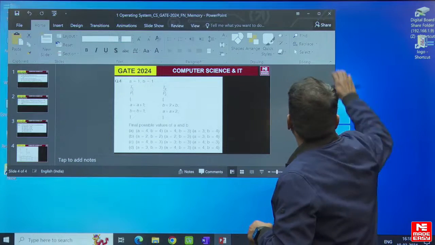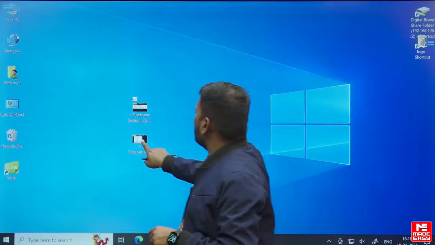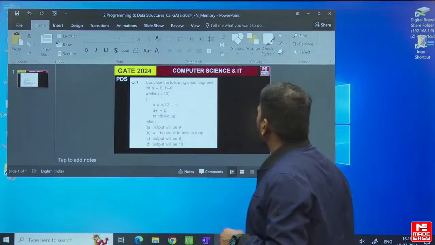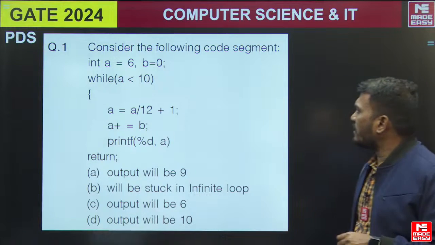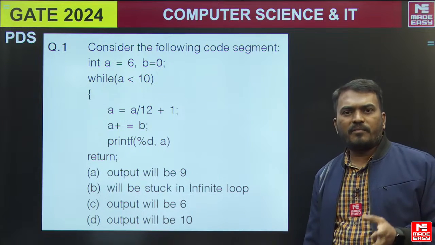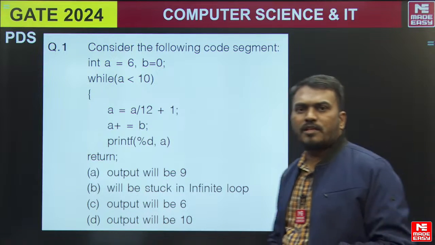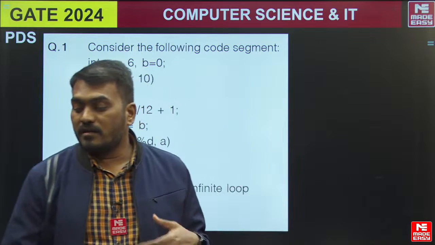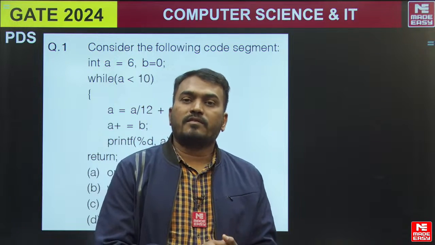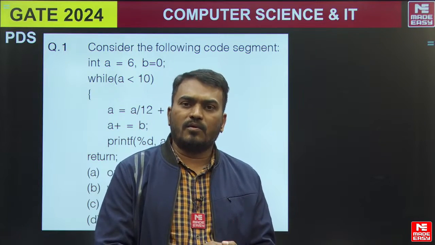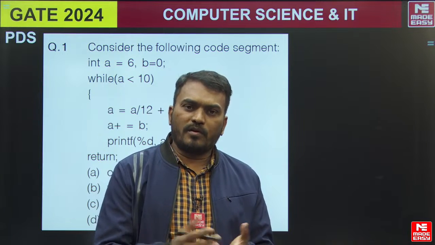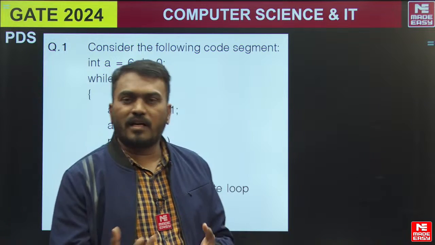So let's see the questions from programming and data structures. We have received only one question from programming and data structures, that is this question. Many students sent me this question, and in case you have any other questions, please keep sending us. You can send in the group or personally, so that we can discuss here.